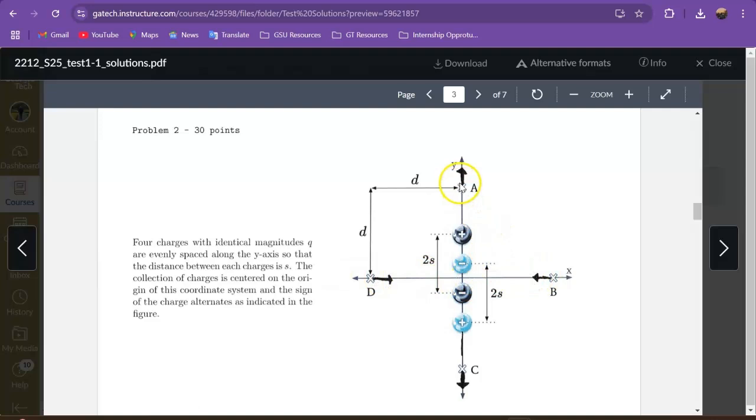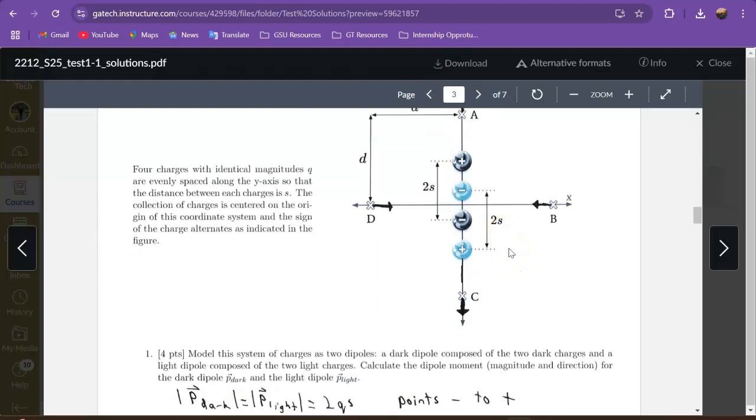And then for observation locations A and C, the positively charged particle is closer to both of these locations, and we know that the electric field of a positively charged particle points away. So that would be our direction of electric fields.